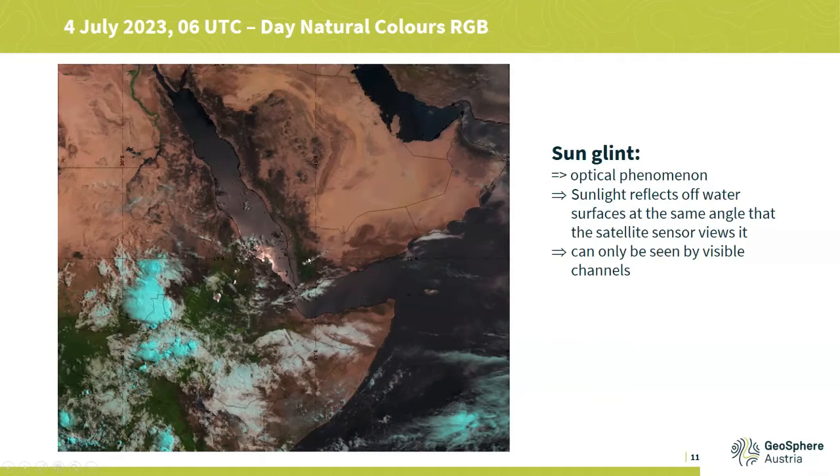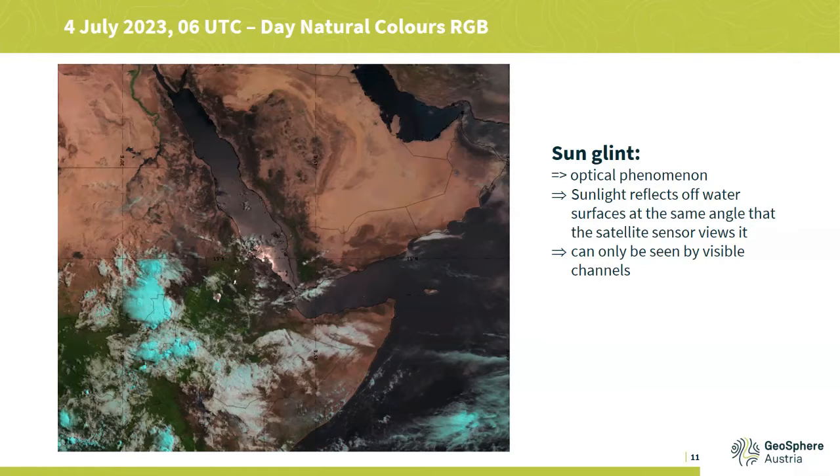So if the sunlight reflects off water surfaces at the same angle that the satellite sensor views it, then you can see this feature. It can only be seen with the help of visible channels. And you can see also these small lakes, these water bodies over Africa here. Also here you can see these bright features. So it's really a nice feature. You cannot see it with thermal channels. Oh, Jochen says it's also seen in infrared 3.9. That's probably because 3.9 has also some visible component going on. But I think, Jochen, you can tell us more in the end.